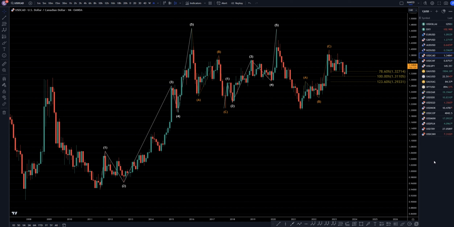Today is Tuesday, August 15th, and I'm going to be analyzing the US dollar Canadian starting on the monthly, working my way down to the 1 hour time frame.